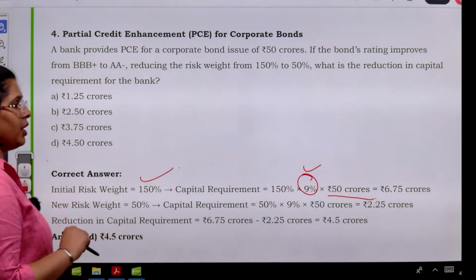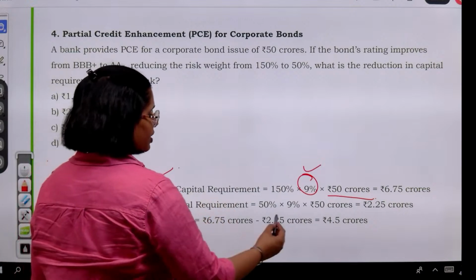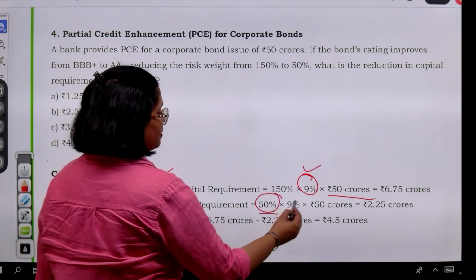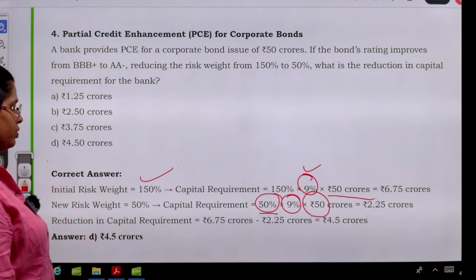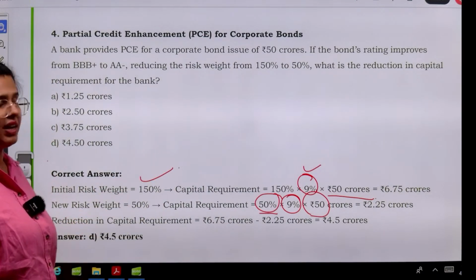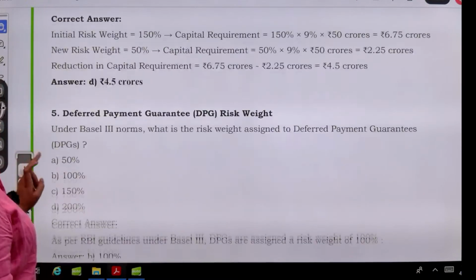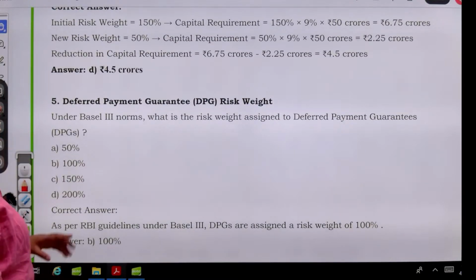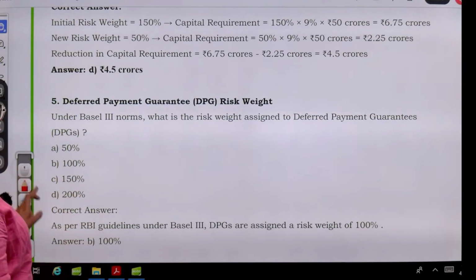So this much capital you had to keep invested. New risk percentage 50%. So this much multiplied by 9%, 50 crores, 2.25 crores, right? So what is the reduction in your capital requirement? 6.75 less 2.25. That is your answer. Now what are the DPG risk weights? So as per RBI guidelines, DPGs are assigned a risk weight of 100%.